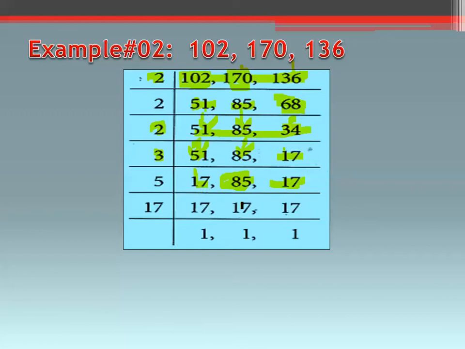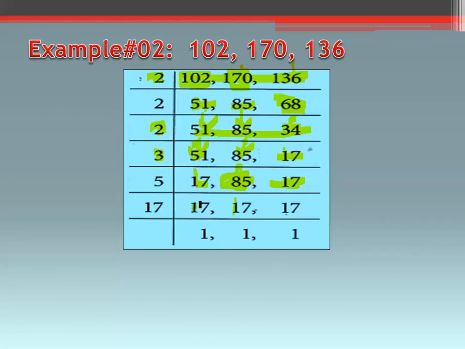So 5 into 1 is 5, and then you will take 3 as a remainder to the next number. So it will become 35, and 5 into 7 will become 35. So 5 multiplied by 17 will become 85.